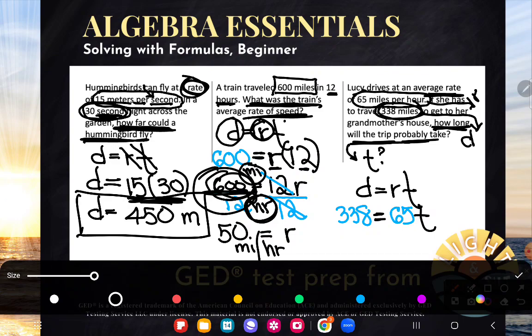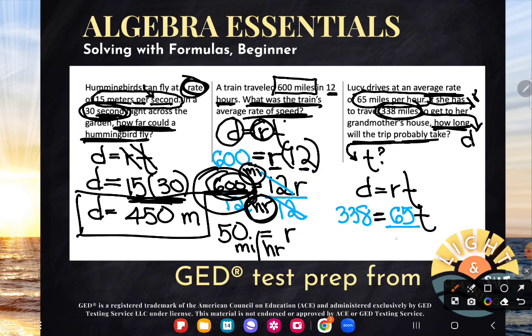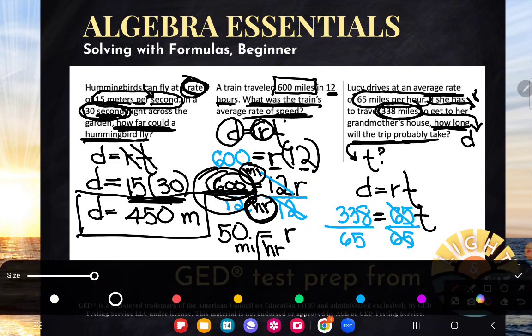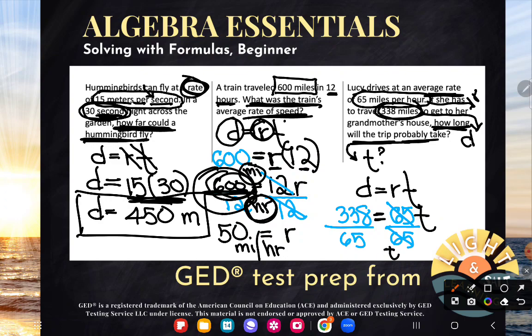It's time to start solving. I will do the opposite here. I will divide away that 65. And I can do whatever I want as long as I do the exact same operation with the exact same number to the other side. And let's see, on the right-hand side, multiplying and dividing by 65 are opposites. They'll cancel. T is alone like I wanted. And on the left-hand side, there's the math to do. 338 divided by 65 gives me 5.2.